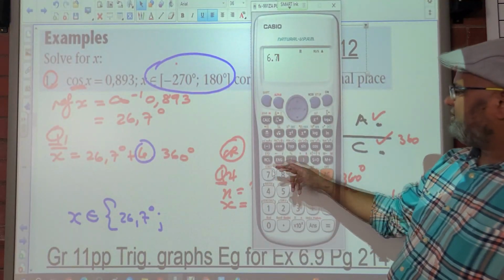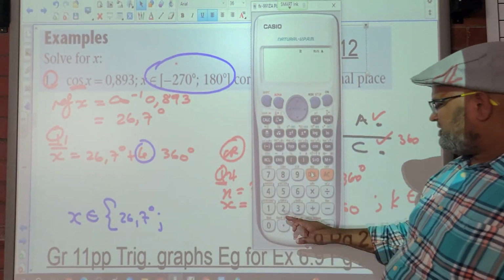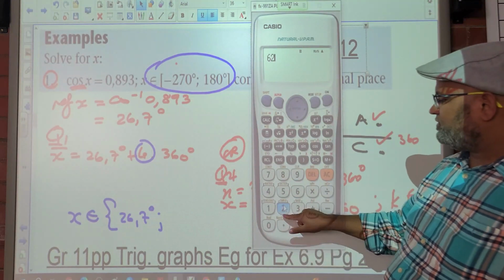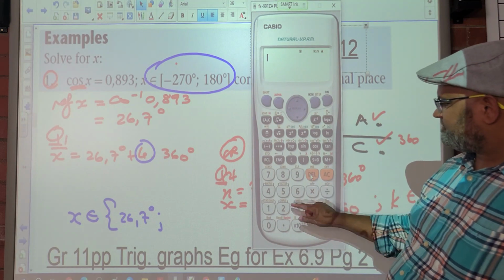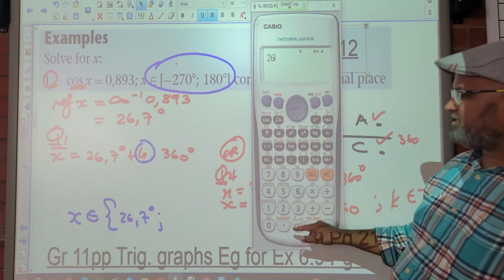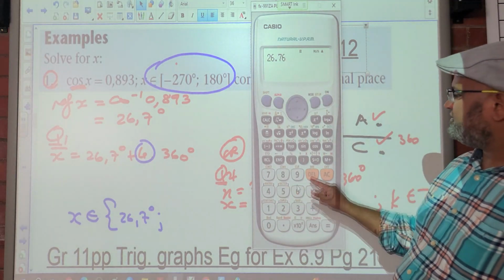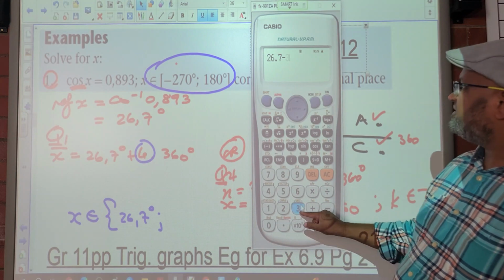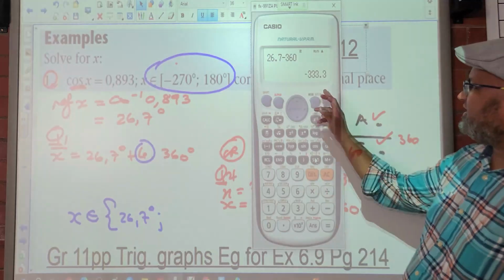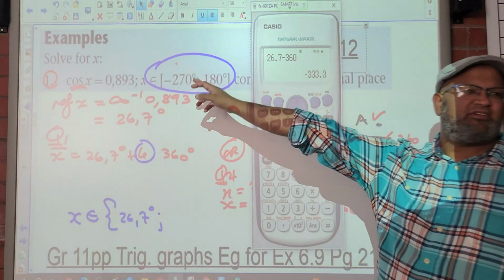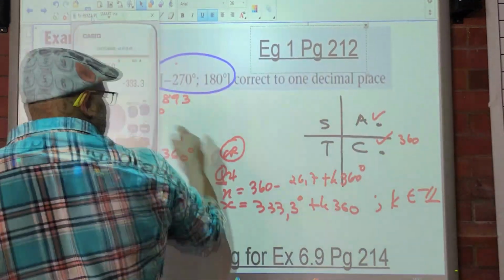So 26,7. Some of you will already see that it won't work, but let's act dumb and say, okay, let's check. We don't know. So it's 26,7 minus 360, which gives us negative 333,3. Is that inside or outside? Outside. So I'm not going to worry about that value. So what do I do? I go to the other branch now.